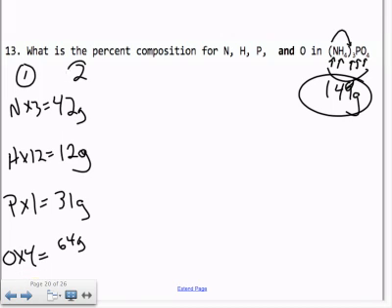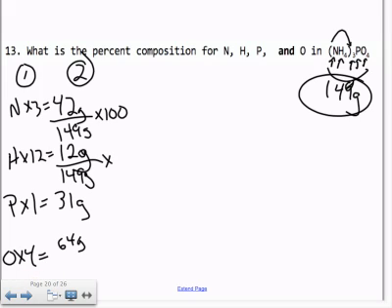Step 2. Divide each element by the mass of the compound and multiply by 100. Divided by 149 times 100.